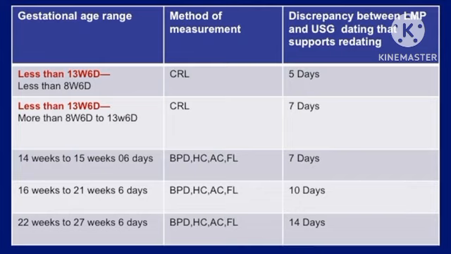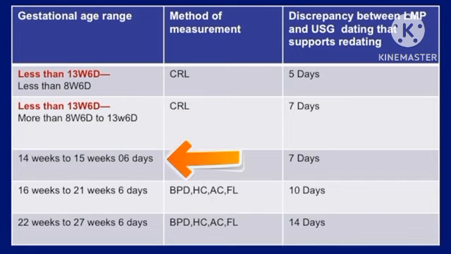Before 14 weeks it is subdivided into two groups, less than 9 weeks and more than 9 weeks. So if the pregnancy is less than 9 weeks and the discrepancy is in that 5 days range, then it is acceptable. But if you find that your CRL is more than 5 days different than your gestational age by LMP, then it is not acceptable and you should reassign the EDD. If the pregnancy is between 9 weeks to 14 weeks, then the 7 days difference is acceptable.